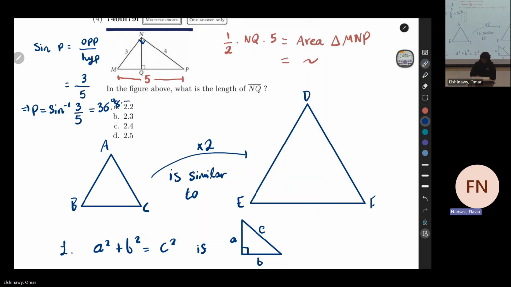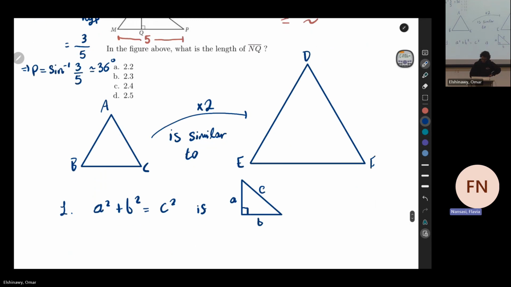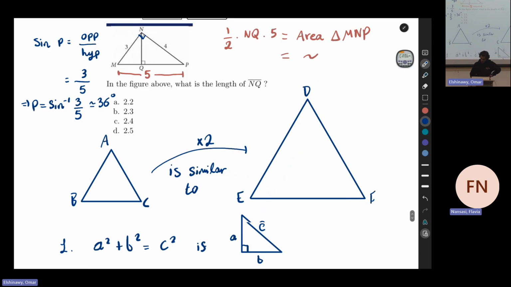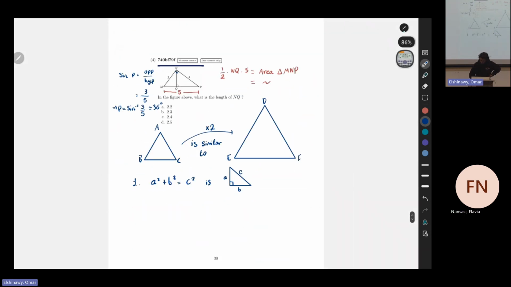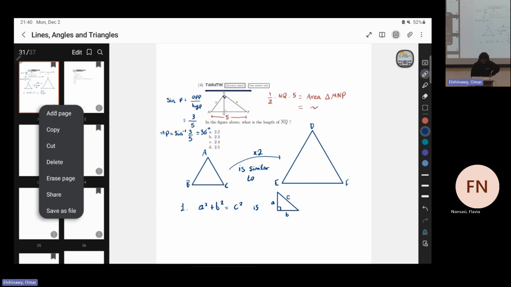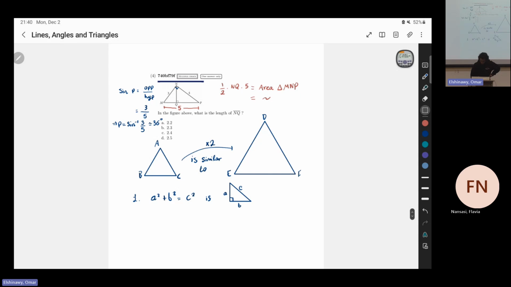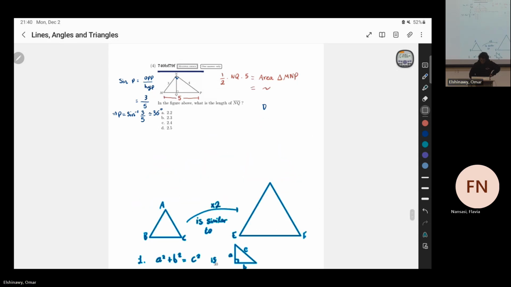And then to get the length of NP, we say sine 36 is equal to, let me say NQ is x. So sine 36 will be equal to x/4, using the same rule. Yes, I see what you're doing. Just give me a moment. I'll add a page and make sure to record what you're saying precisely. I think I got the gist of what you would like to accomplish here.